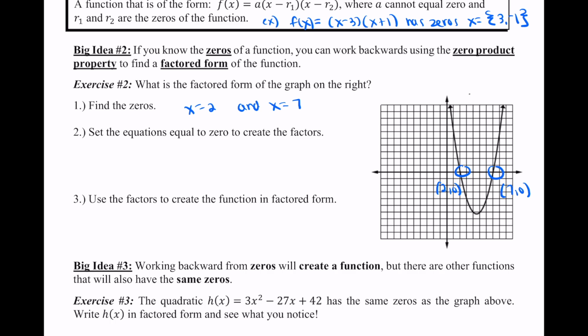Now at this time, you might even be able to write the factored form already, but we're breaking it into steps. All right, so we're going to take those equations from above and set them equal to 0 to create the factors.